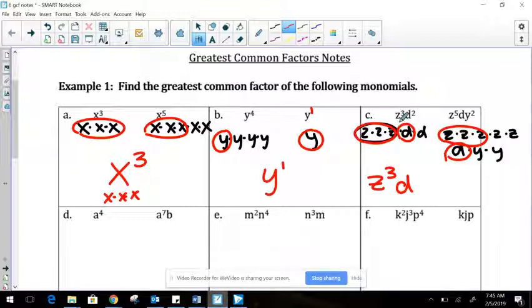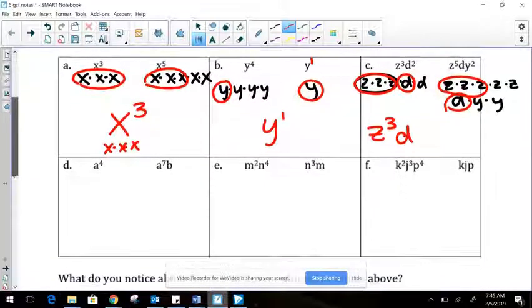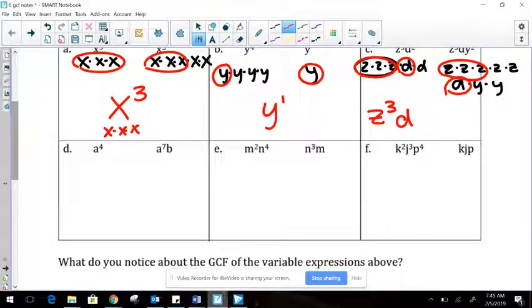And then here I have to just do it as many times as I have letters. So let's look at that a little bit and see if we can do this a little bit faster. All right, so next one here, we have a to the 4th, a to the 7th. This exponent 4 is less than 7. So that's my GCF for the a's. Look at my b's. I only have a b here. I don't have anything in the first one. So that can't be taken out of both of them. So that's not included in my GCF.